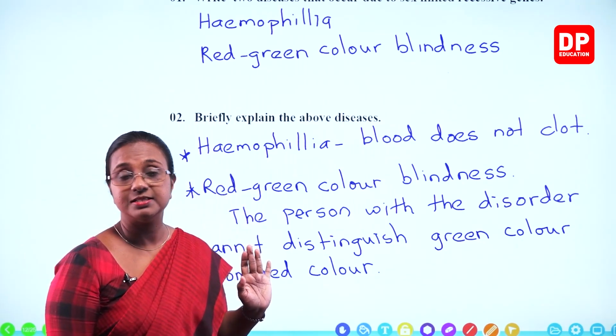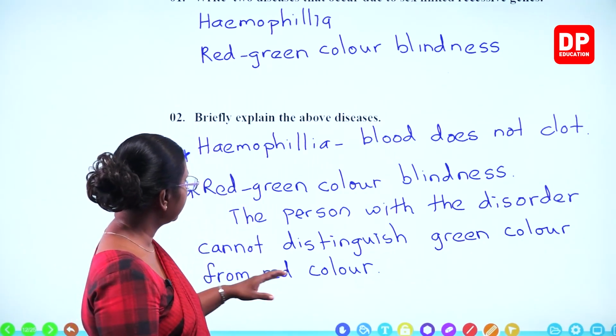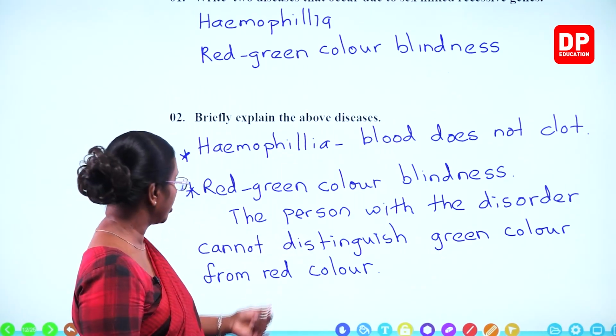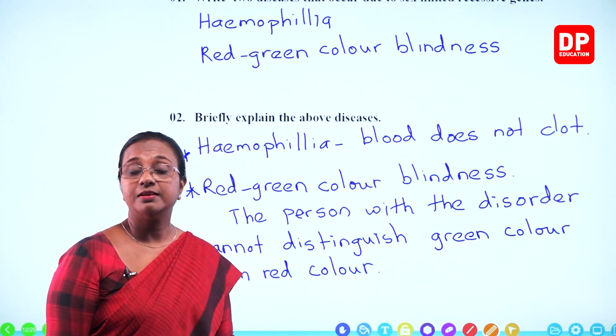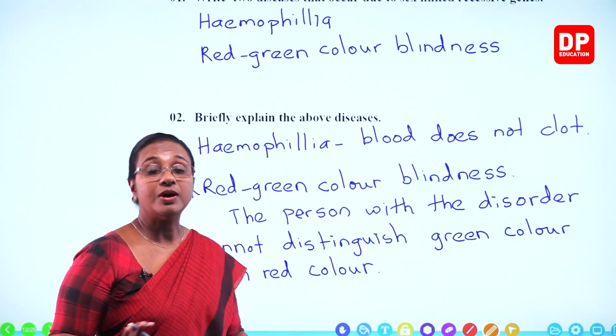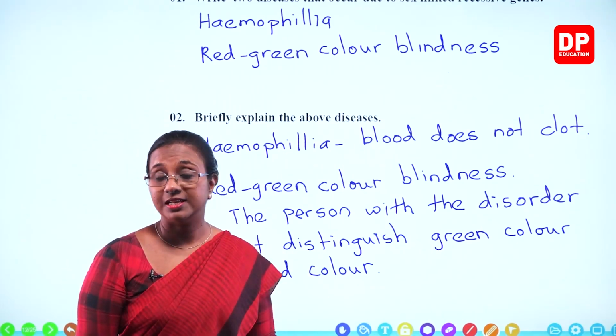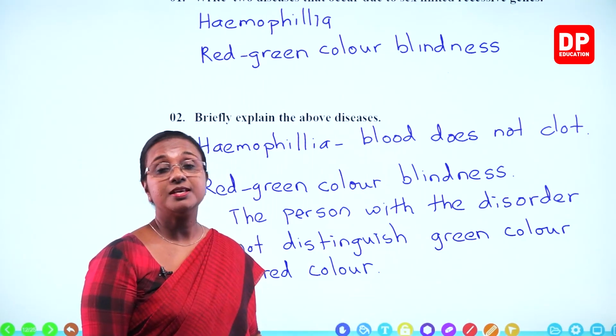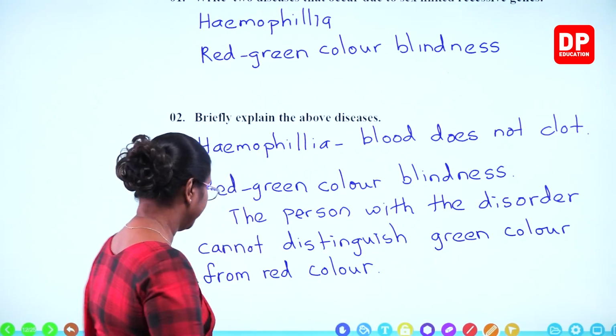Hemophilia, blood does not clot. Red-green color blindness, the person with the disease or disorder cannot distinguish green color from red color. So I'm sure you all also would have written this answer. With that, students, I'm going to move on to the next slide.